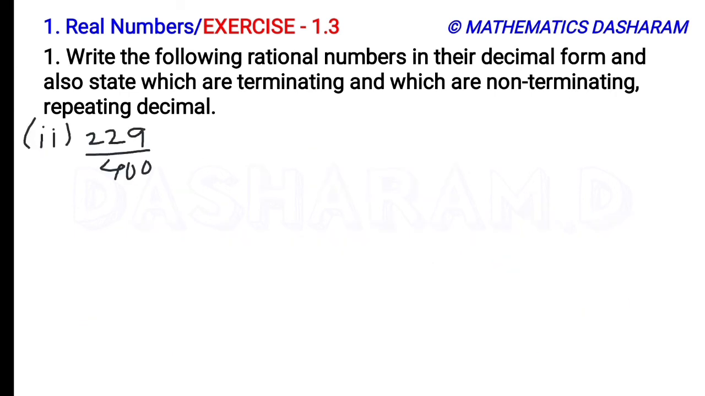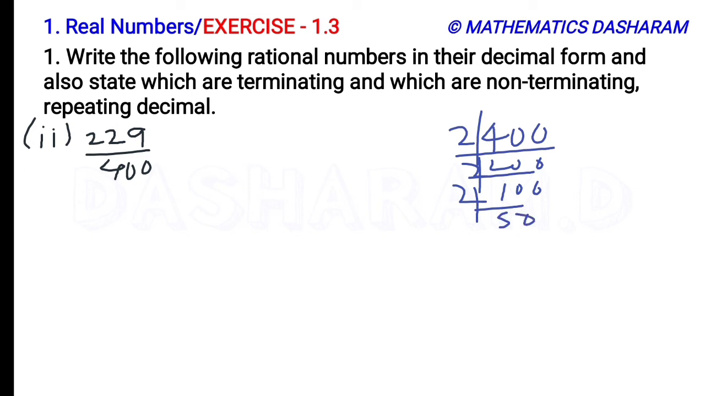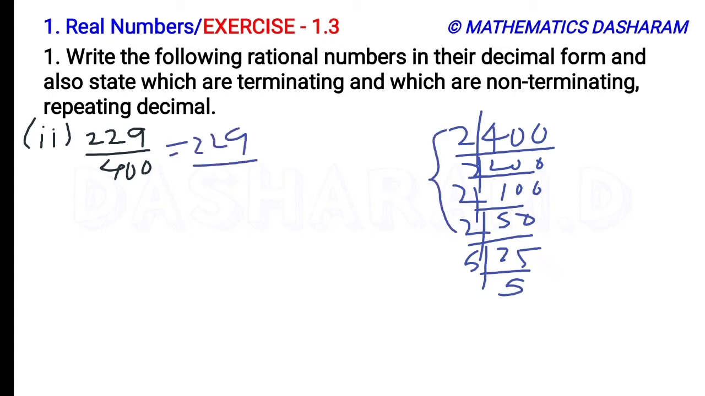Second question, 229 divided by 400. Let's do the factorization for the 400. So then 229 divided by, here how many 2s in total? 4 2s, 2 to the power of 4 into 5 square. So here the denominator is 2 to the power of n into 5 to the power of m. Definitely it is a terminating decimal.